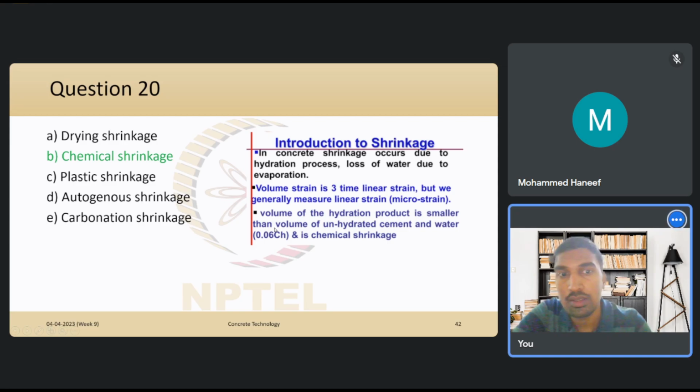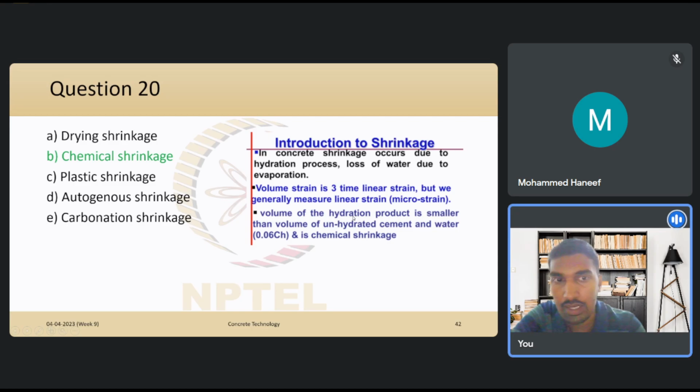you look at it, initially you have the unhydrated cement and also water, right? So this is your initial volume. And what happens during hydration? Some of this cement will be reacting with water to form the hydration products, right? So the water is consumed from the original whatever was present, and then the hydration product is formed. The volume of this hydration product is lesser than the initial unhydrated cement volume plus the water that was consumed, right? So therefore the overall volume is going down, right?